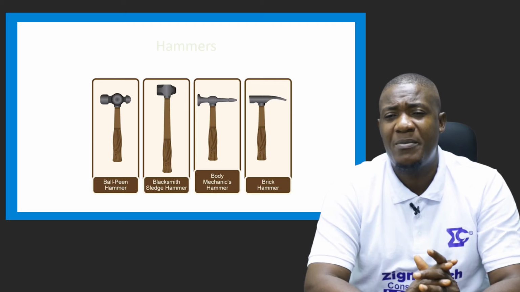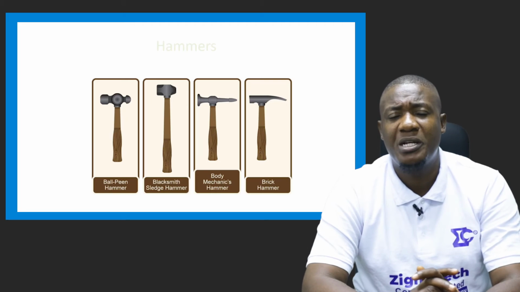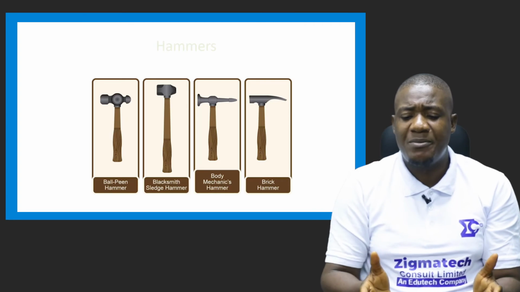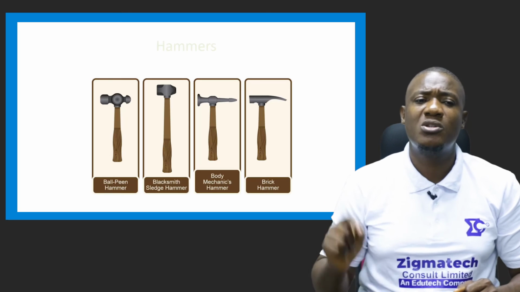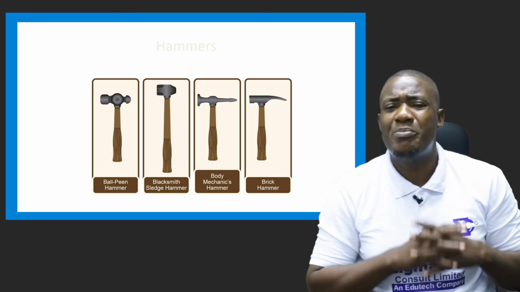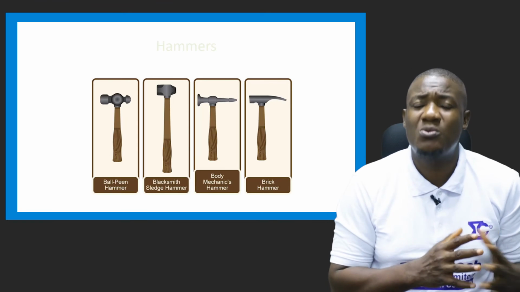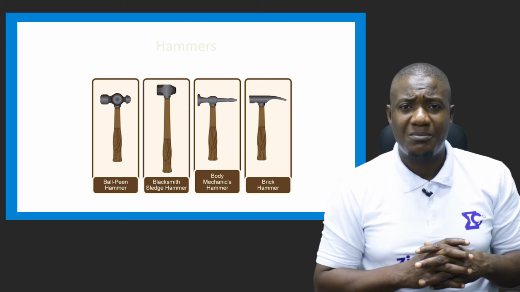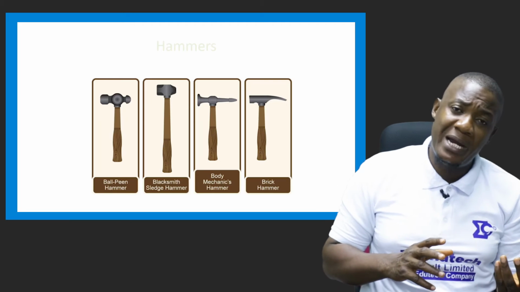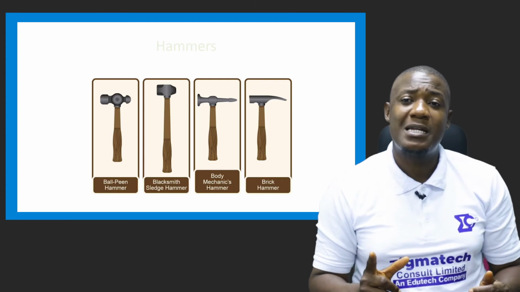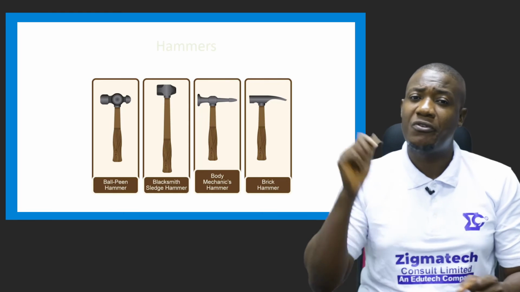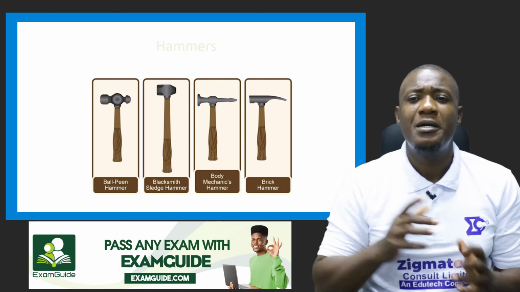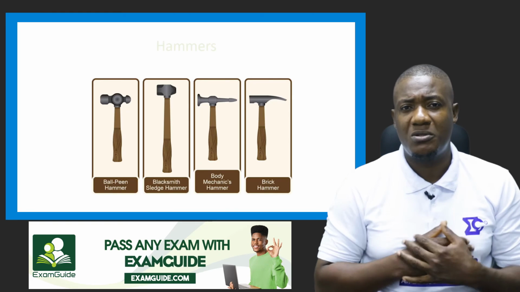The ball pen hammer here, like you see the ball pen, all right. Often when you are trying to drive a nail into the wood, some hardwood will bend the nail because it is hard. So the hammer we use to straighten the nail before driving it further with a claw hammer is the ball pen hammer. That does that function for us.